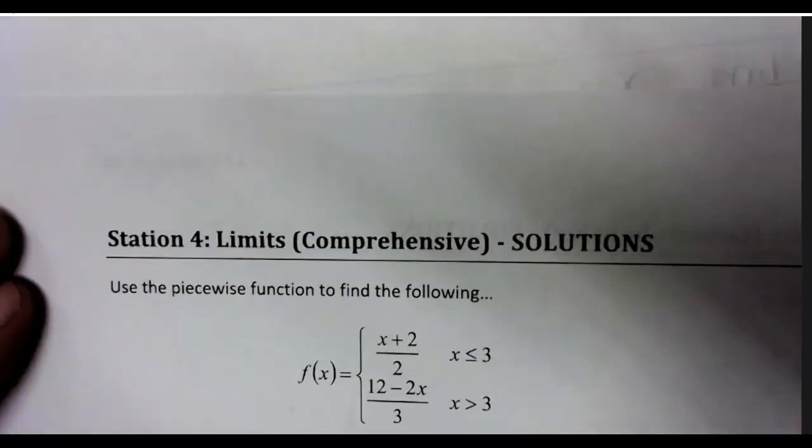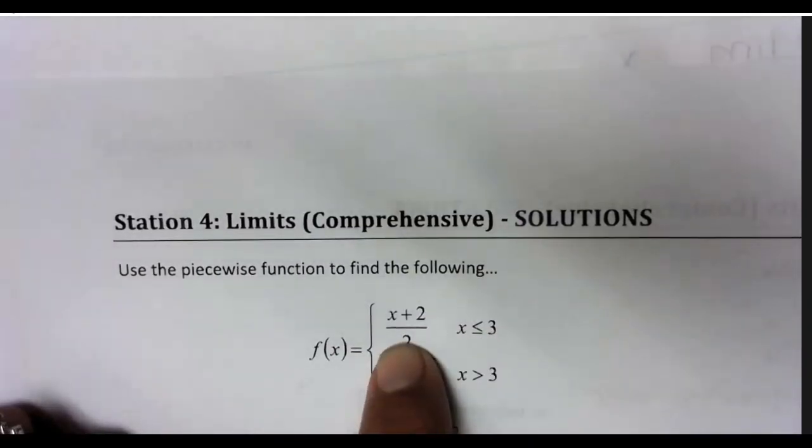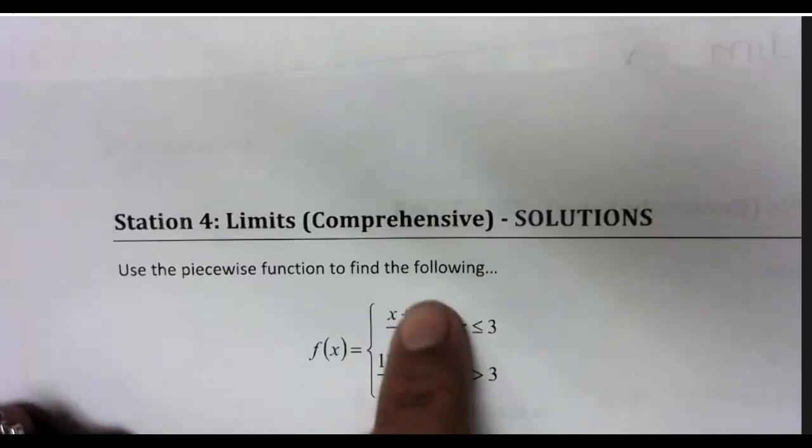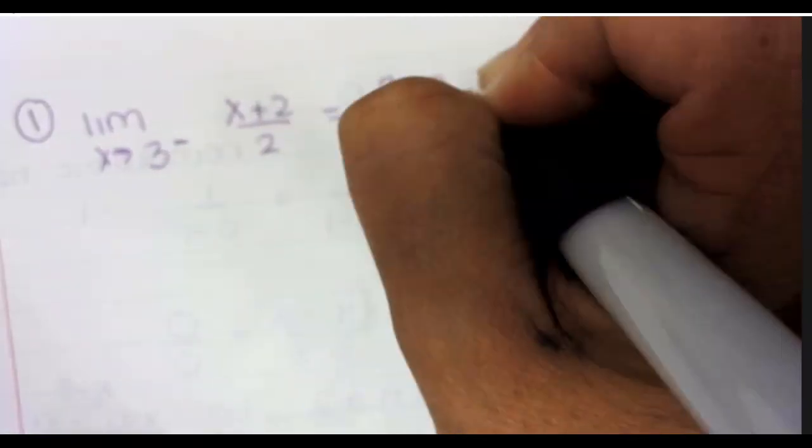All right, so on the back for the piecewise, it's the limit as x approaches 3 from the left. So what you have to do is look at that problem and say, okay, this is x values less than 3. So if I'm looking for the left, I'm plugging into this function. X values greater than 3 would be the right. So for the left, we're plugging into the top, which is x plus 2 over 2. So you get 3 plus 2 over 2, or 5/2.